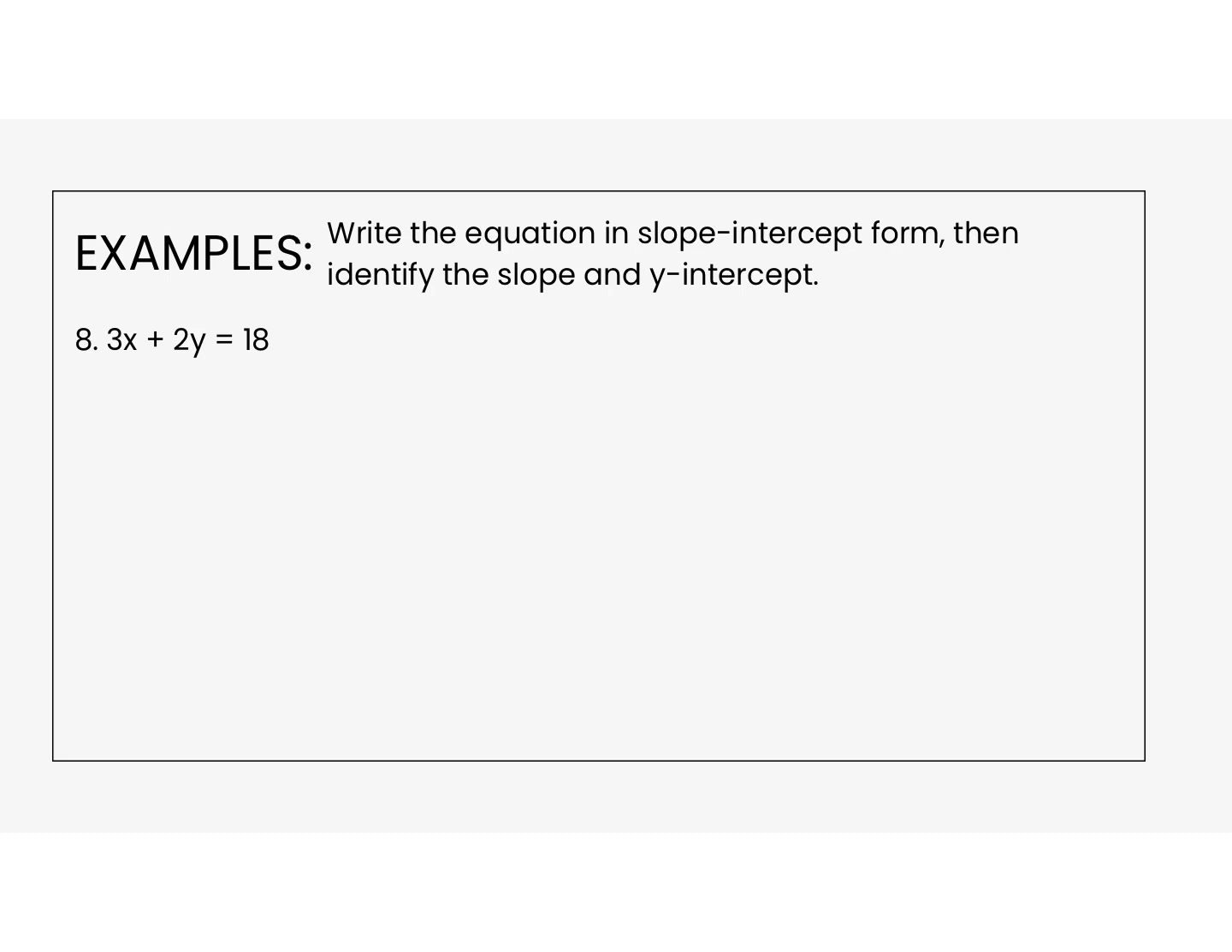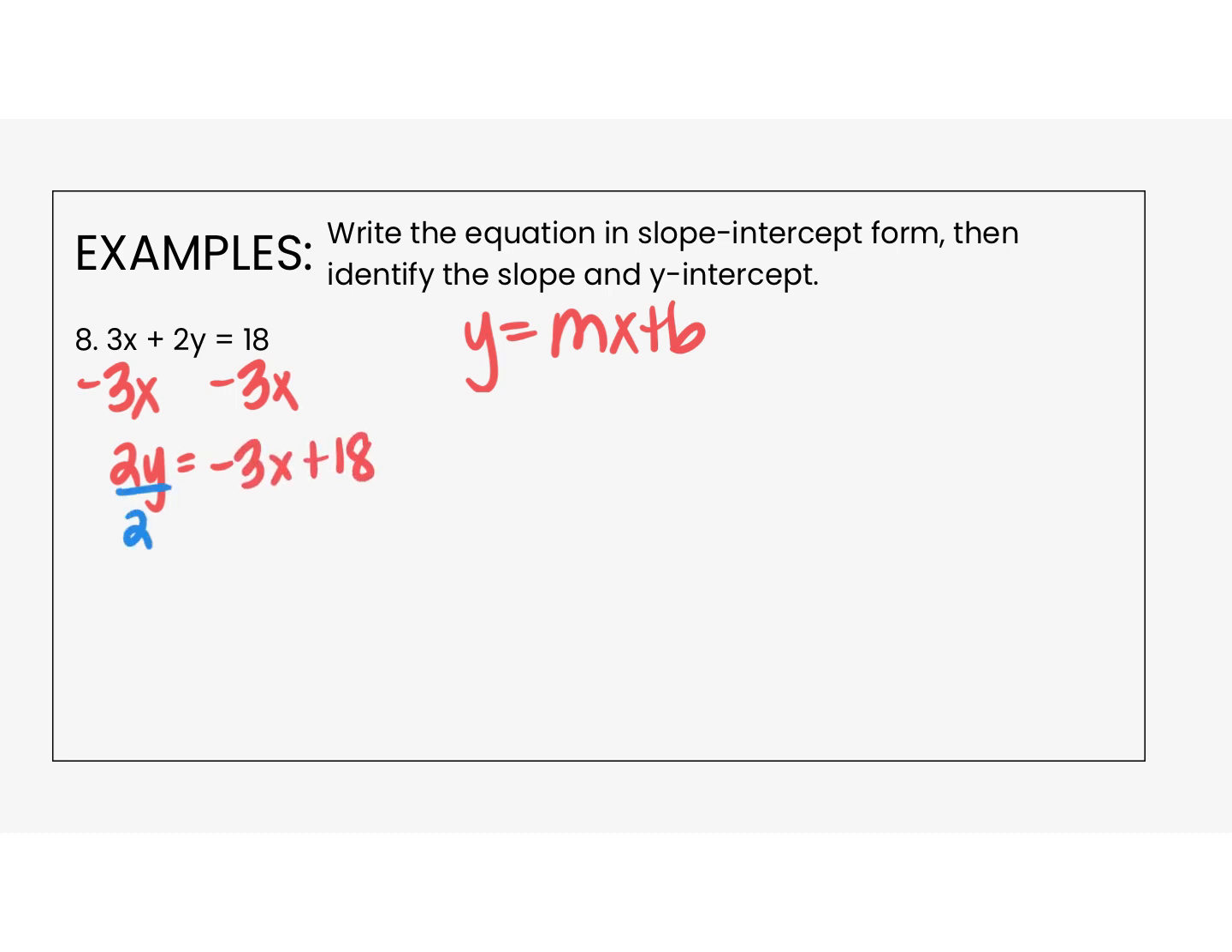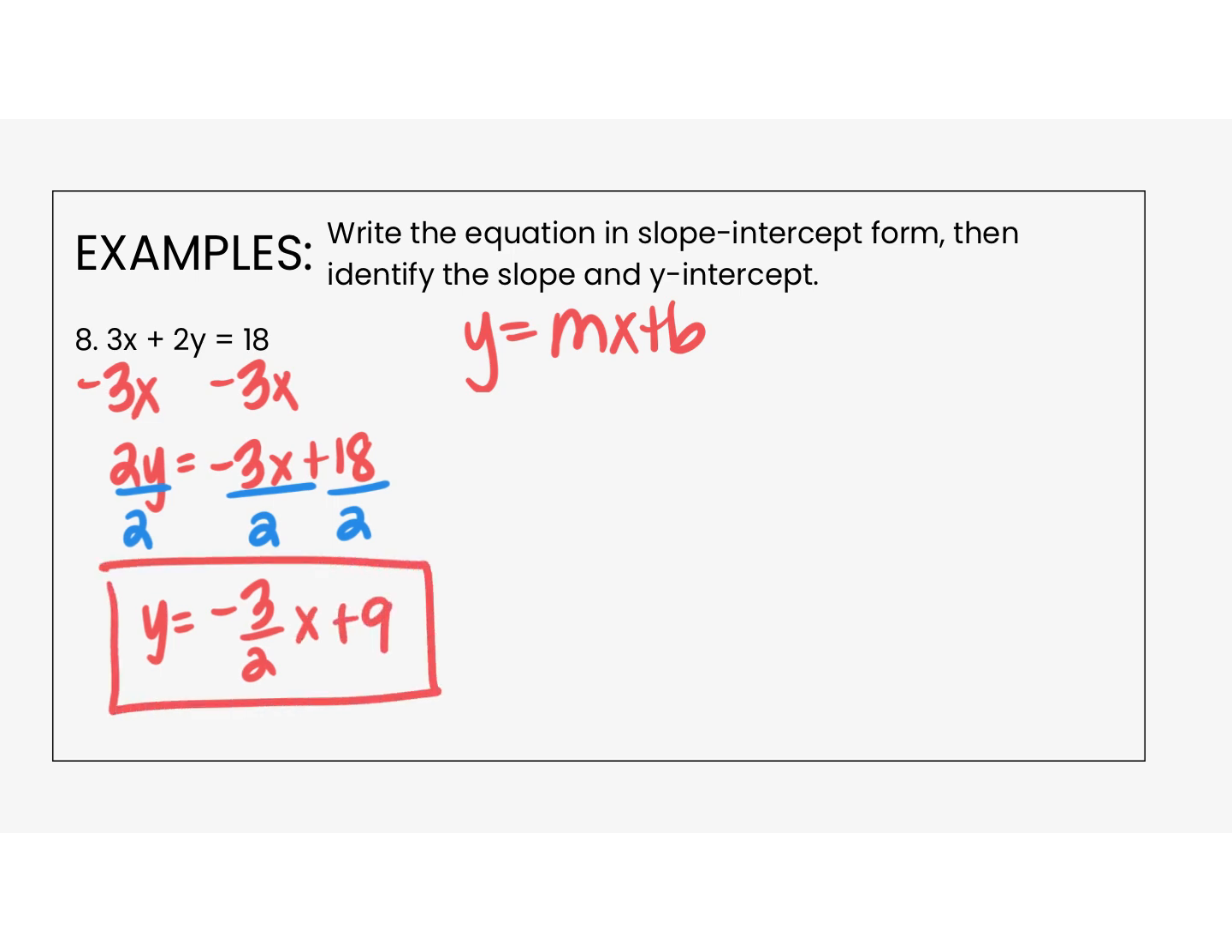Let's look at one more example. Again, my goal is y equals mx plus b. So I'm going to subtract 3x. I get 2y equals negative 3x plus 18. Divide everything by 2. So my equation is y equals negative 3 over 2 x plus 9. That's my equation in slope-intercept form.